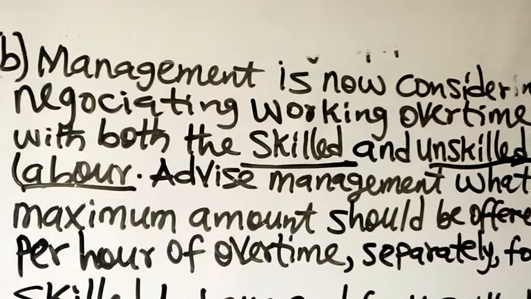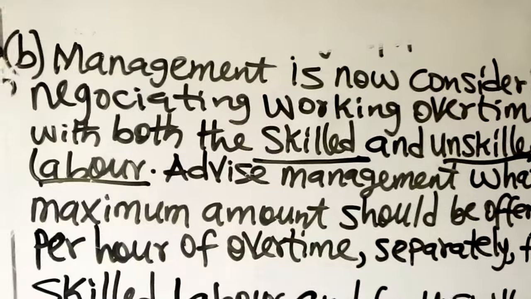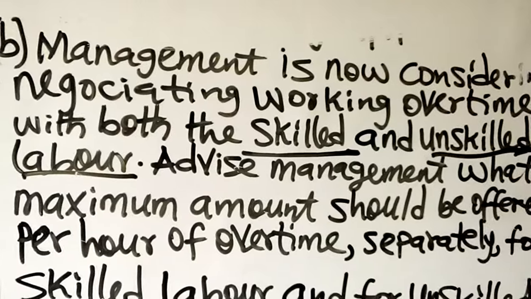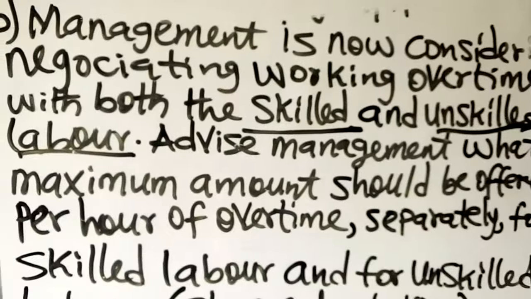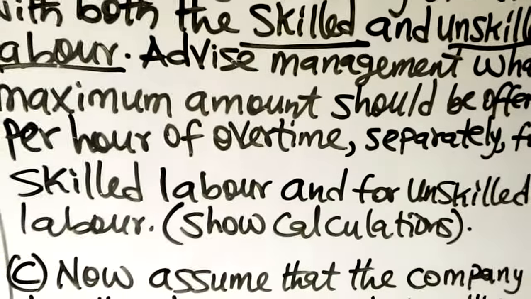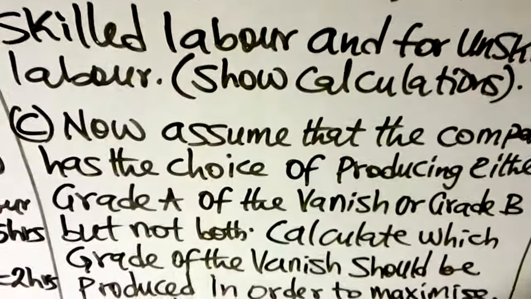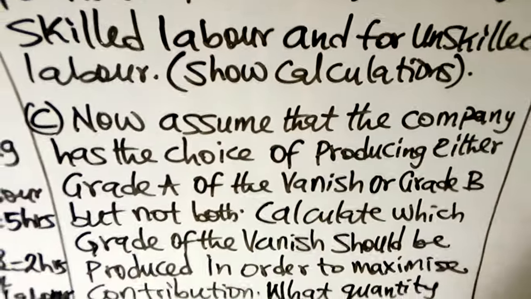Management is considering negotiating working overtime with both the skilled and unskilled labor. Advise management, what maximum amount should be offered per hour of overtime separately for skilled and unskilled labor? Show calculation. So that is the answer to B. Then requirement C.